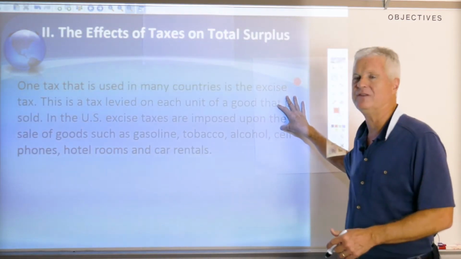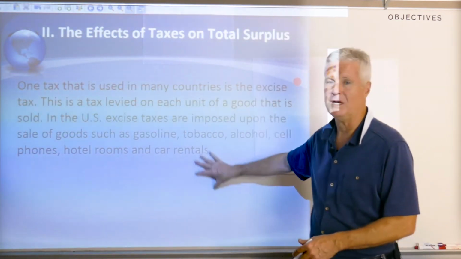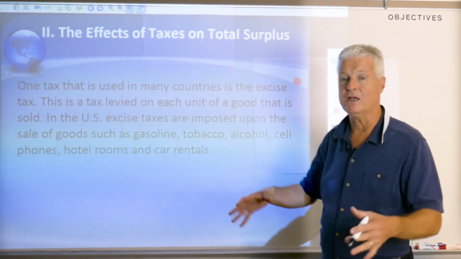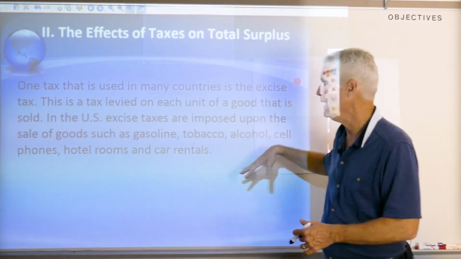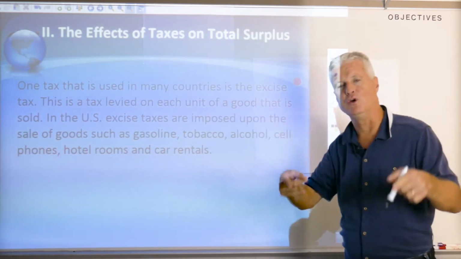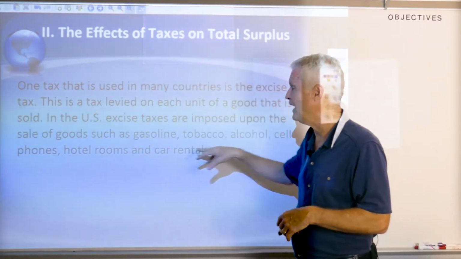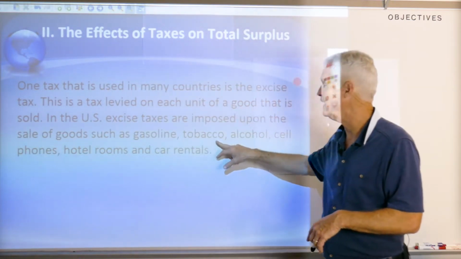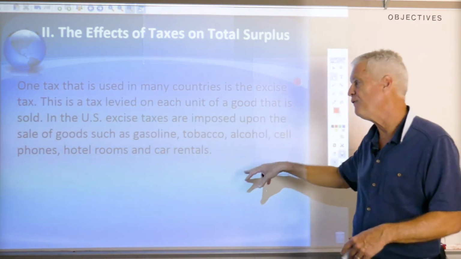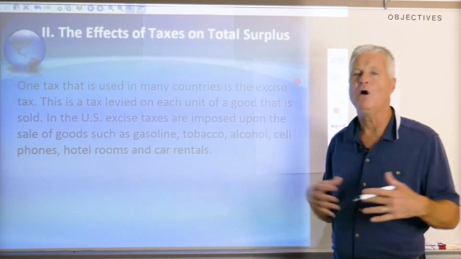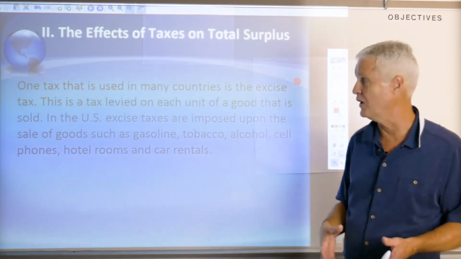Okay, another tax is the excise tax. This is especially important in economics. We use this a lot. Okay, excise taxes are on goods or services. And examples of excise tax: gasoline has an excise tax, tobacco, alcohol, cell phones, hotel rooms, car rentals, all have excise taxes on them generally.